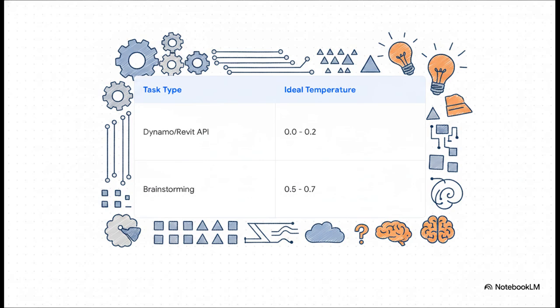A highly actionable takeaway for you right now is managing the AI temperature, which is what controls the randomness of the output. If you are generating a Dynamo script or querying the Revit API, you absolutely must lower the temperature to somewhere between 0.0 and 0.2. You want highly predictable, deterministic code so you can avoid hallucinations entirely. If you leave it at, say, 0.7, you're going to get hallucinated Python nodes that try to invent brand new laws of physics inside your model. Save that 0.7 temperature for things like writing BIM execution plans or brainstorming project proposals.